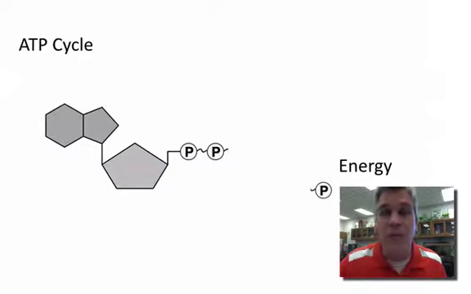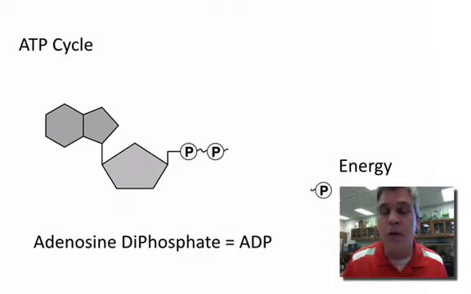We have a molecule that's called ADP, or adenosine diphosphate. Notice there's only 2 phosphate groups there. Di means 2, tri means 3. So how do we get ATP back?